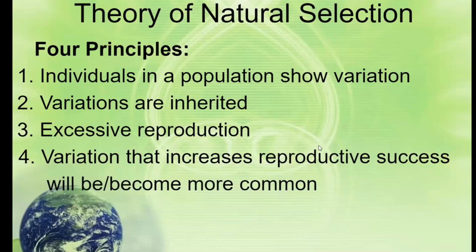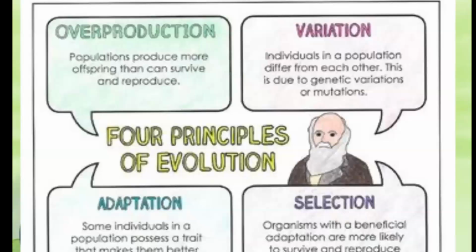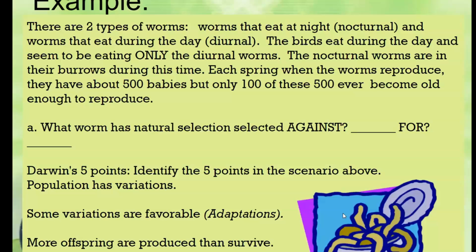Here's a short example. That variation will become more common over time because the other one is fading out because they're not mating and surviving, right? So here's an example. There are two worms, some that eat at night, some that eat during the day. Birds come out during the day and eat only the day-eating worms. The nocturnal worms, those that eat at night, are in their burrows during this time, so they don't get eaten. Each spring, when the worms reproduce, they have about 500 babies, but only 100 of these 500 ever become old enough to reproduce. So we want to see where Darwin's points, where these principles of natural selection, are exhibited in this example. So what worm has natural selection selected against?